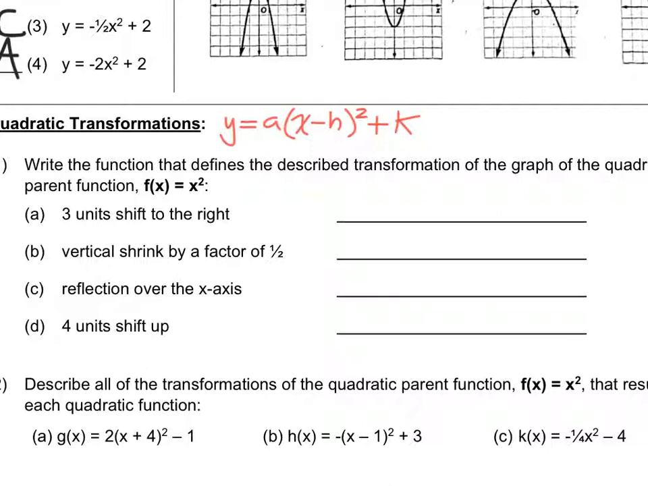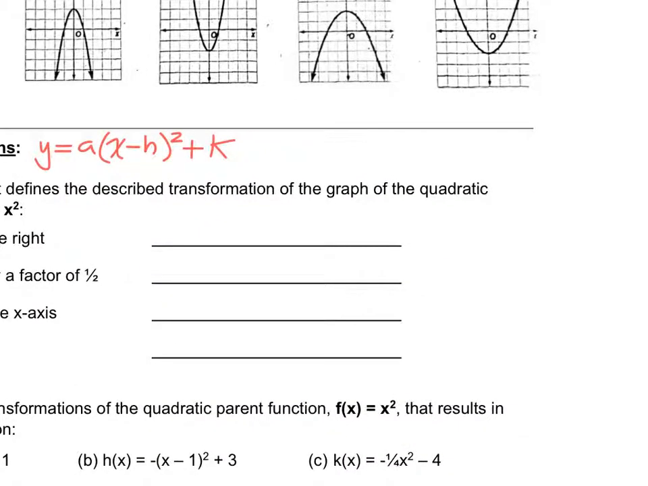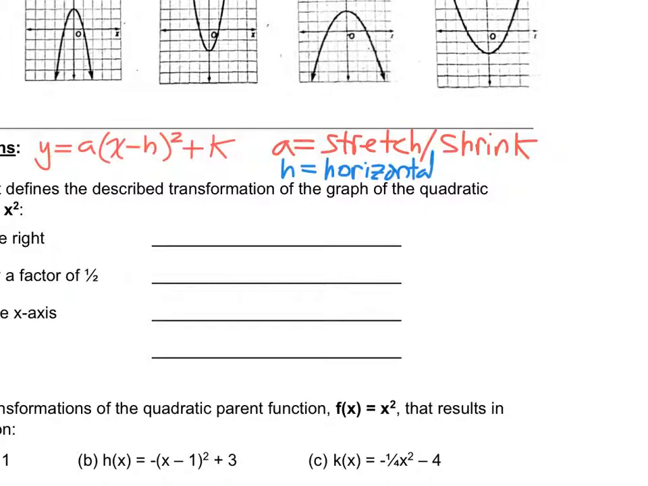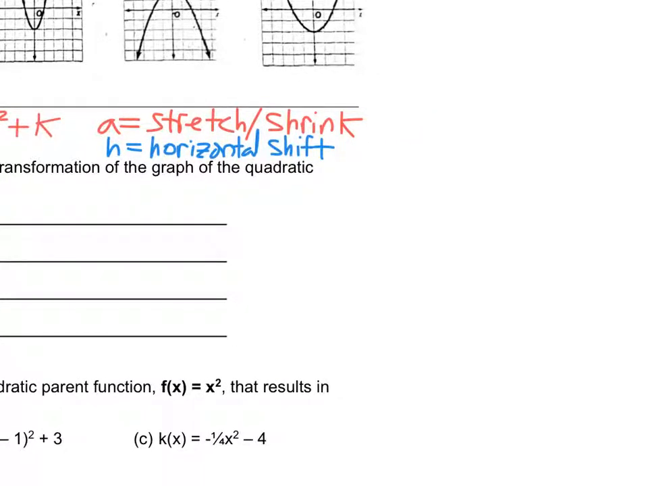All right? So just as a quick review, the a represents the stretch or shrink. That does not start with the letter T. Fun fact. Stretch, shrink. The h and k, they're the vertex. But if the vertex normally would be at 0, 0, h is actually the horizontal movement of the vertex. So h is a horizontal shift. And k is the vertical shift.